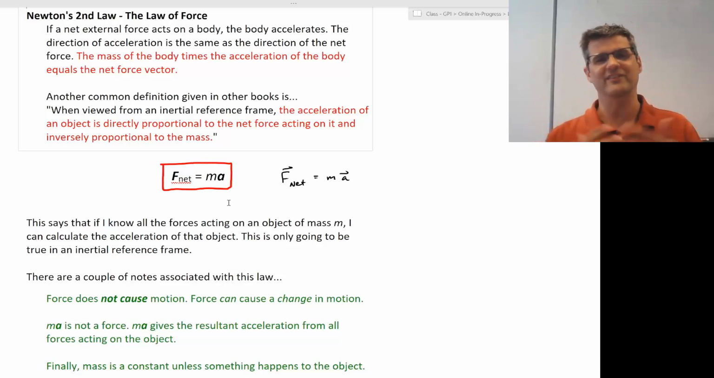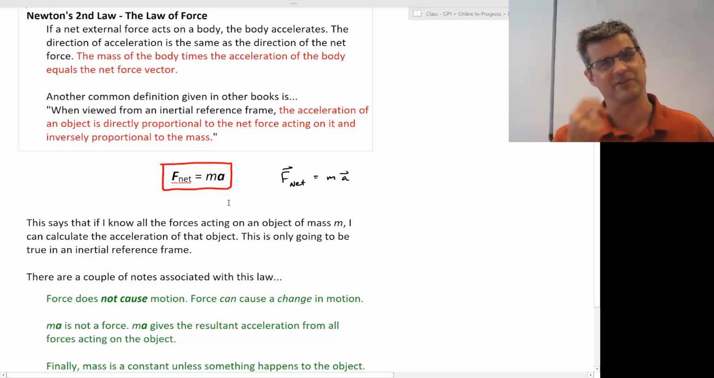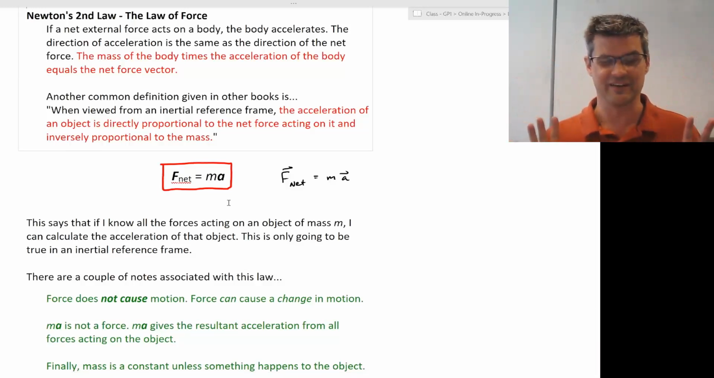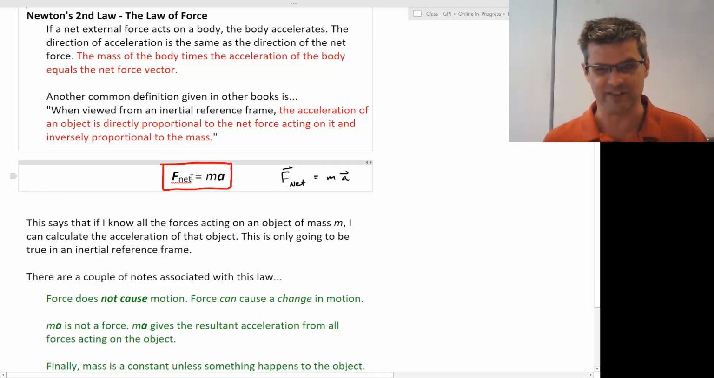Now, there's lots of problems we're going to look at. Sometimes there will only be one force. Sometimes there will be two forces. Sometimes there could be 3 or 4 or 5 or 6 or 7 or continuing on. But if I look at all of the forces that are working on some object and vectorially sum them together, that's what the net force is. And once I know the net force magnitude, if I divide by the mass of the object, that tells me the acceleration of the object.